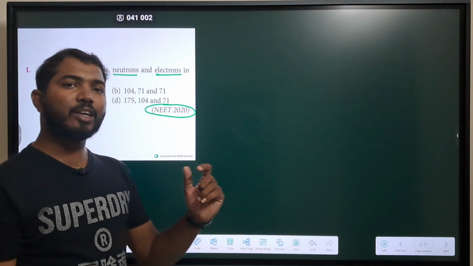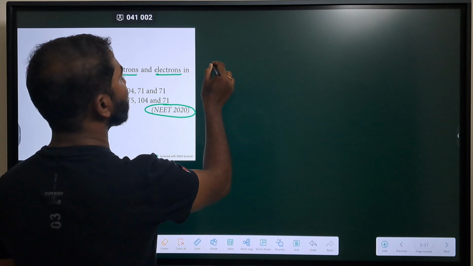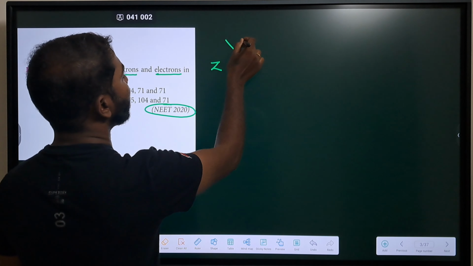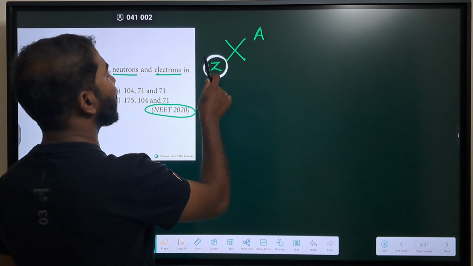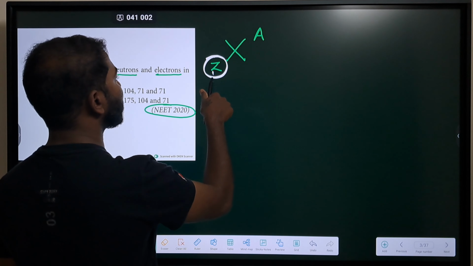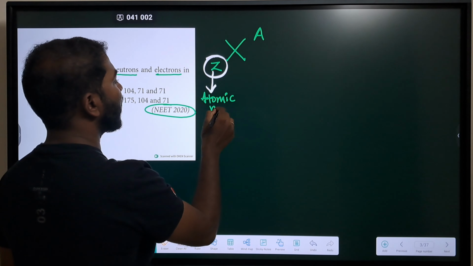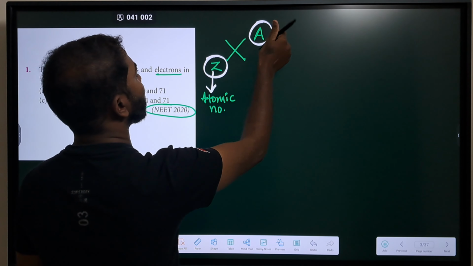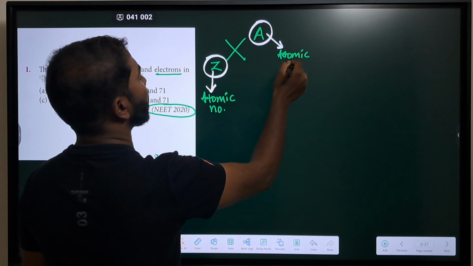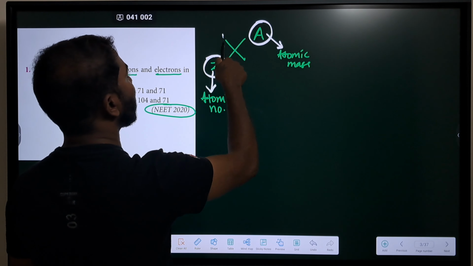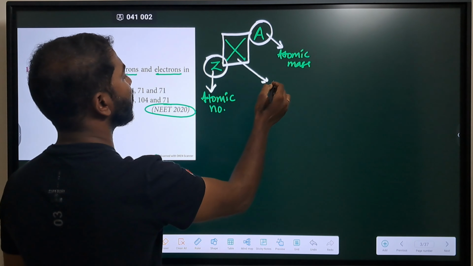The concept related to this is, generally we represent any element in the form of its atomic number, the element symbol, and its corresponding mass number. So what is actually Z here? Z represents the atomic number, whereas A represents the atomic mass, and X represents the element symbol.